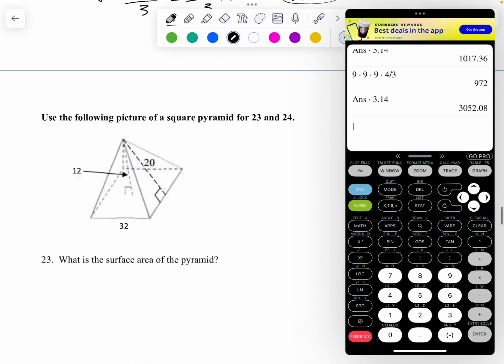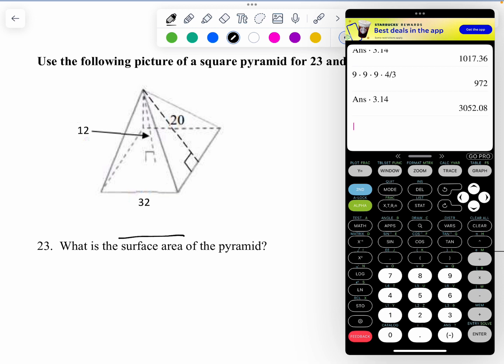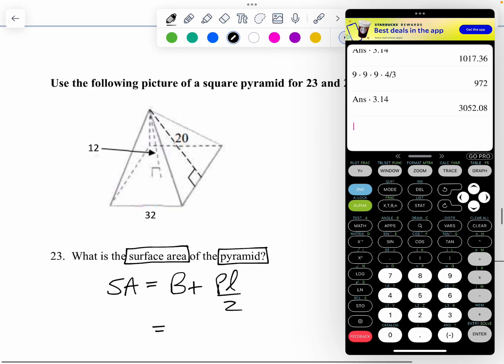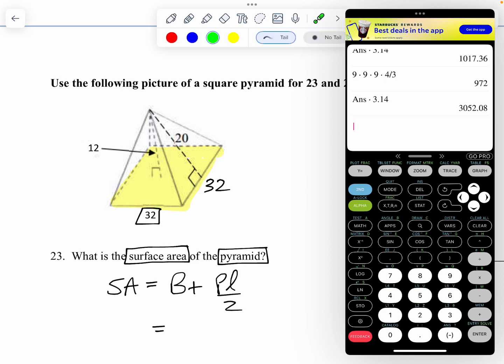Now let's say I've got a surface area for a pyramid. You are going to look on your cheat sheet where you have all your formulas, and find surface area of a pyramid, and it's going to say B plus PL over 2. First I need to figure out what the base is. The base is a square, this thing down here, with a side length of 32 all the way around. This is 32, this is 32, this back side is 32, and this side is 32.